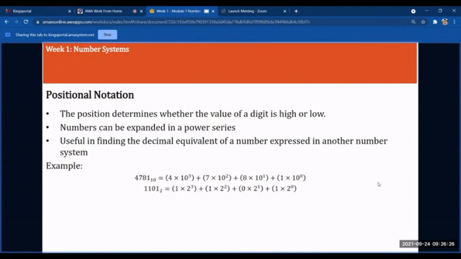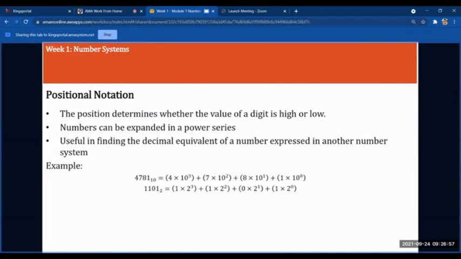So positional notation: the position determines whether the value of a digit is high or low. Numbers can be expanded in a power series. Si power series naman po ay ininintroduce sa inyo sa advanced engineering mathematics. It is useful in finding the decimal equivalent of a number expressed in a system. So we have here an example. We have 4781. Ang base natin is 10.